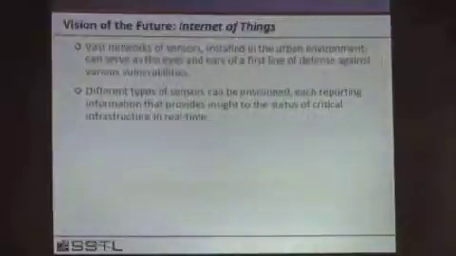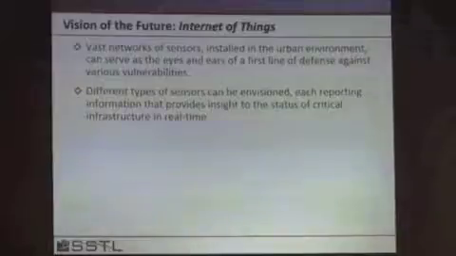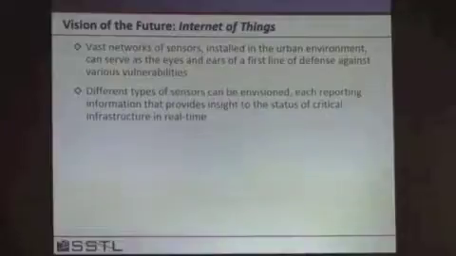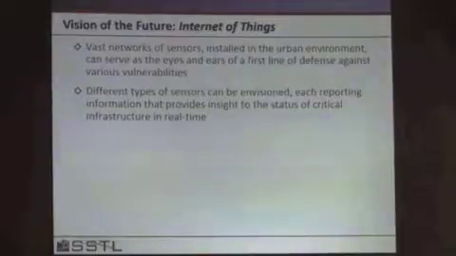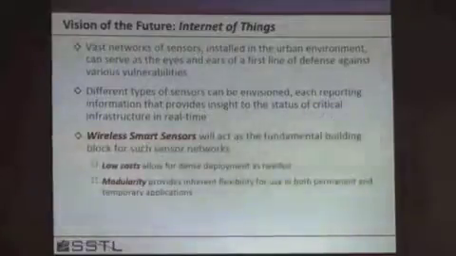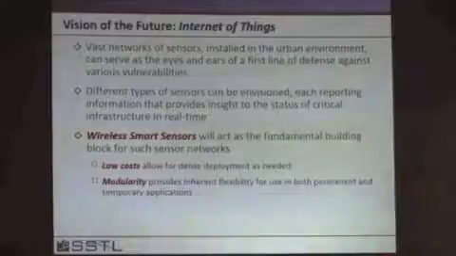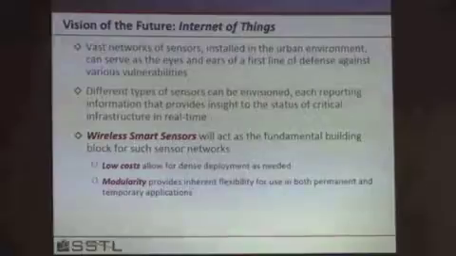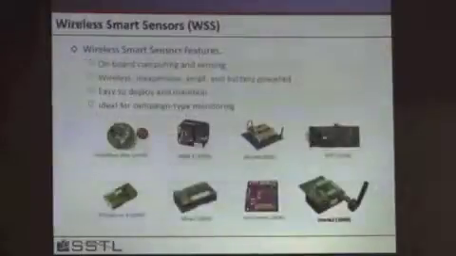So what's the vision of the future? Vast networks of sensors installed in the urban environment that can serve as the eyes and the ears and the first line of defense against various vulnerabilities. Different types of sensors are envisioned, each reporting information that provides insight into the status of critical infrastructure in real time. And our view is that wireless smart sensors, because of their low cost and their modularity, will form a fundamental building block for realizing this vision.